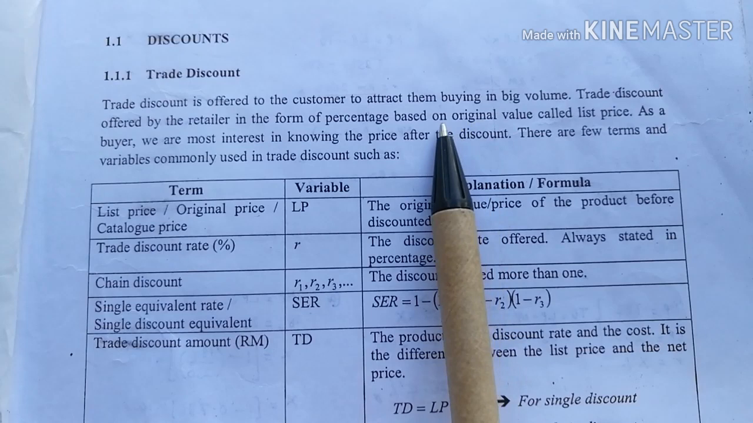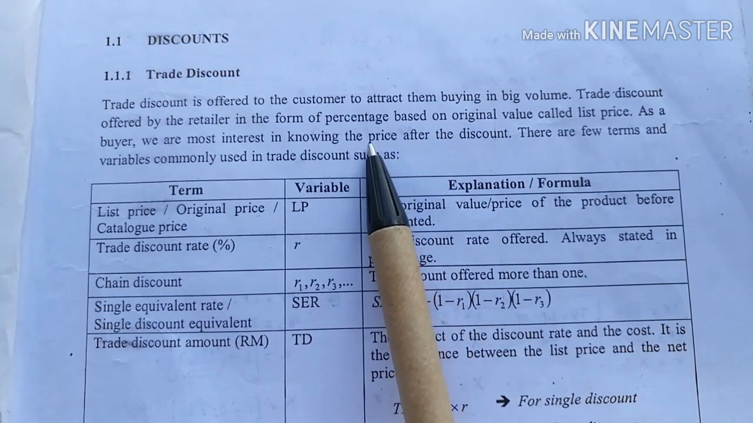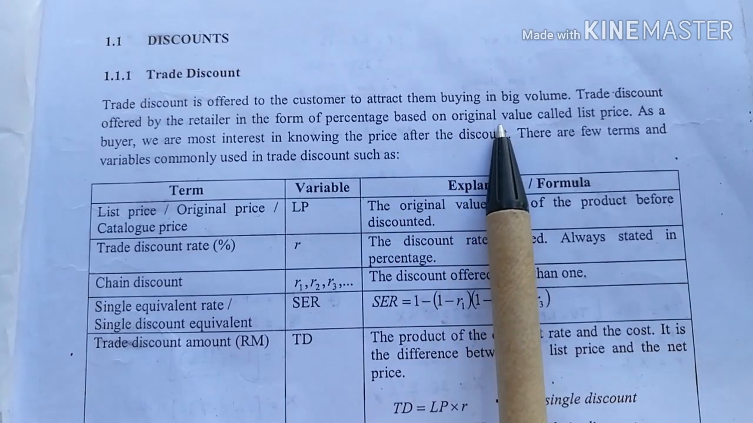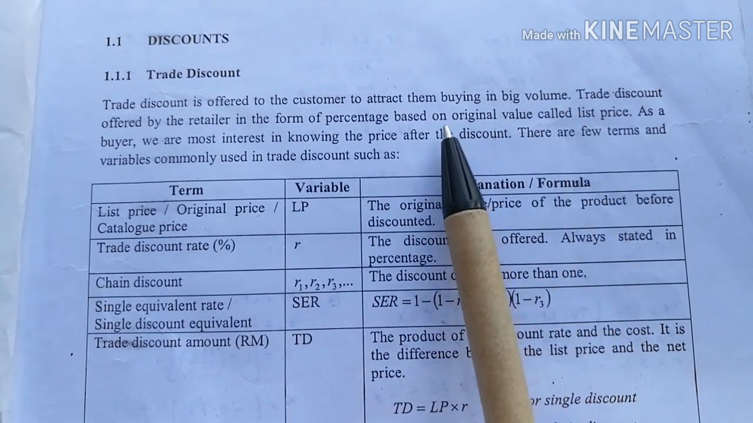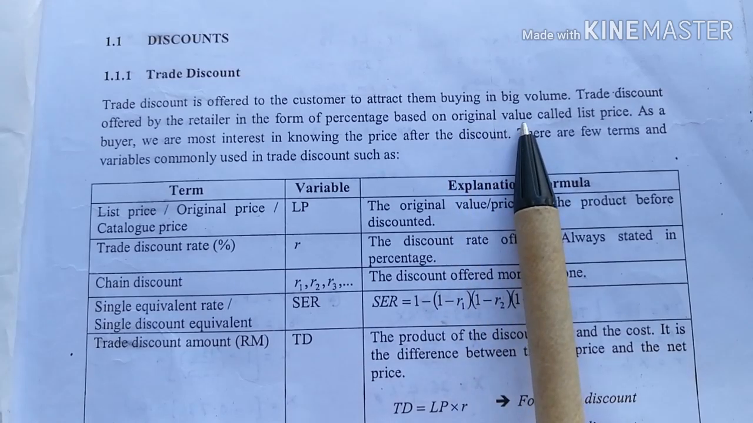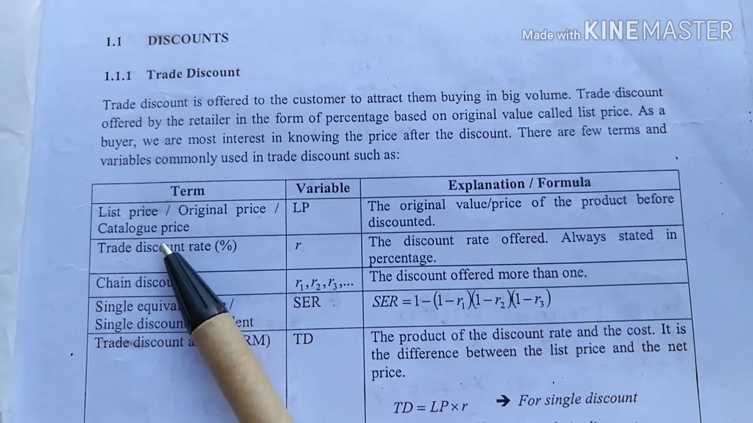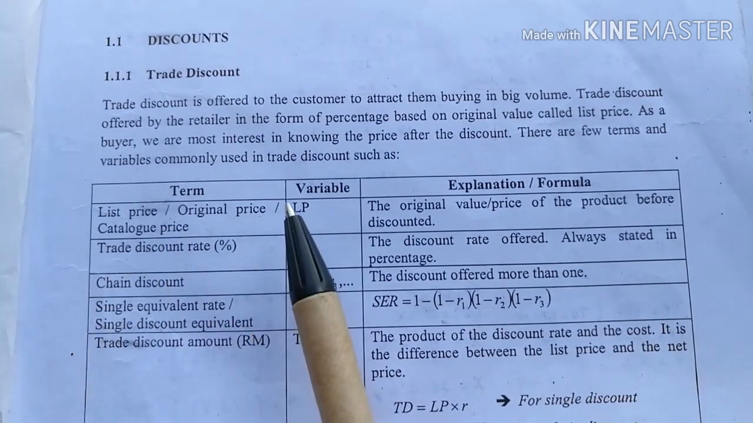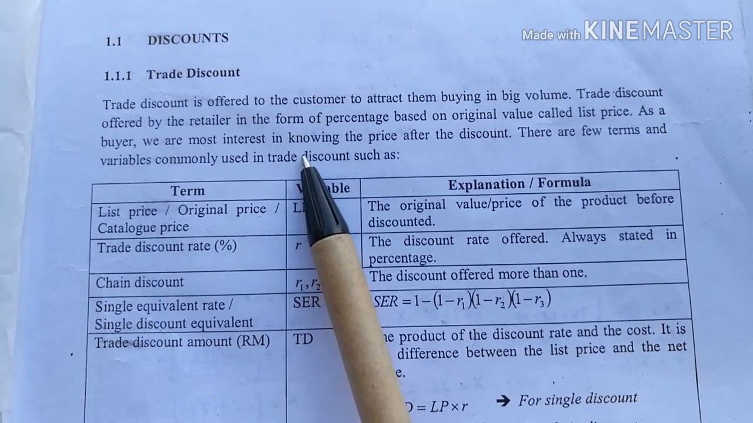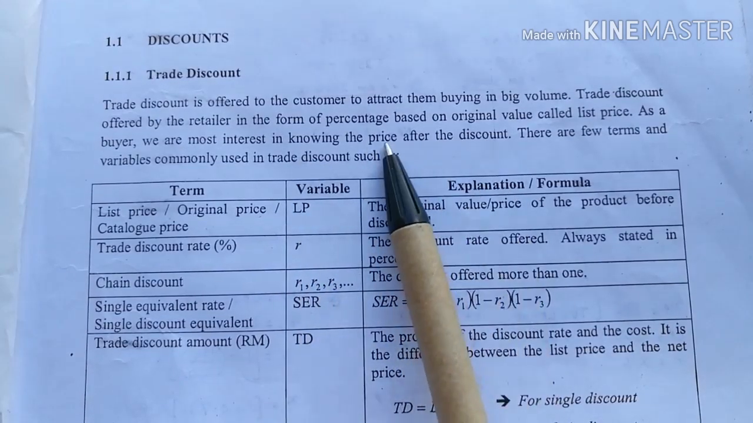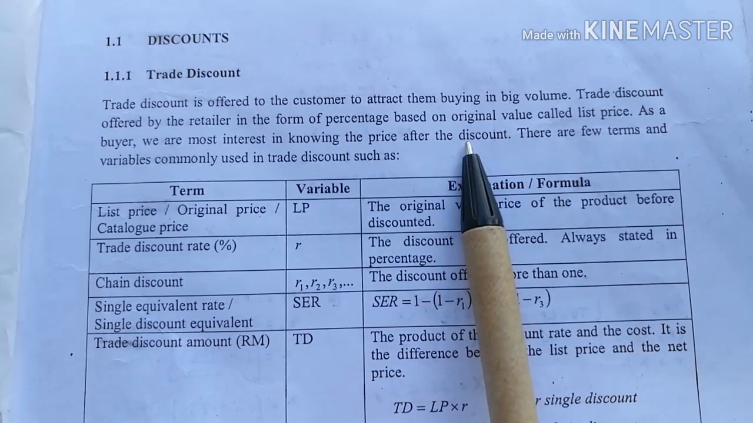And usually these discounts are offered by the retailer in the form of percentage based on the original value that we call the list price. Now, original value here actually refers to the price of the item before the discount, which is the original price, also known as the catalog price. And as a buyer, we are most interested in knowing the price after the discount. So the price after the discount here, we call it the net price.